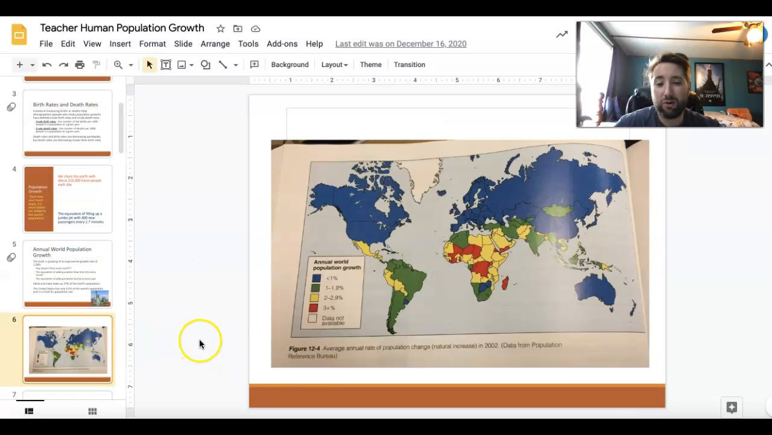All right, so this is showing you, I took this picture from a book, and this is annual world population growth rates. If it's blue, it's less than 1%. If it's green, it's 1 to 1.9. Yellow is 2 to 2.9. And then 3 plus is going to be these red areas. And this is in 2002. So as you can see, a lot of these places have been changing over. A lot of these places over here are now in this 3+% category, which is Southeastern Asia.